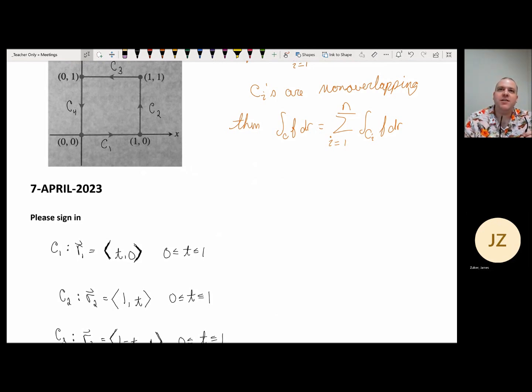So look at C1. You want a parameterization for it. Well, x goes from 0 to 1, right? y stays constant, specifically at 0. So why not just parameterize it as t, 0 and let t go 0 to 1? Again, that's not the only choice. Theoretically, each curve has an infinite number of parameterizations. This is just the simplest.